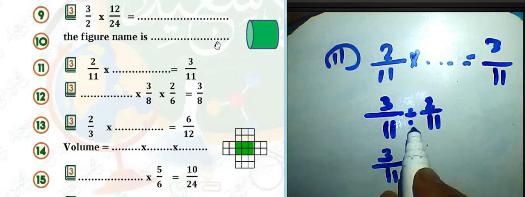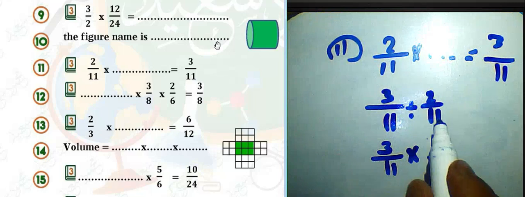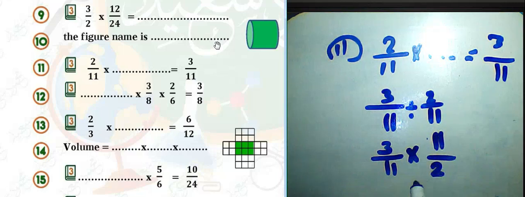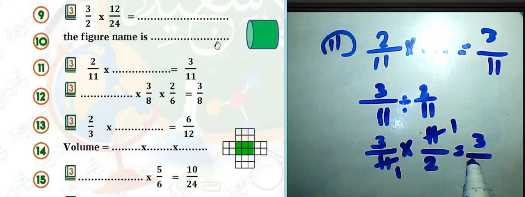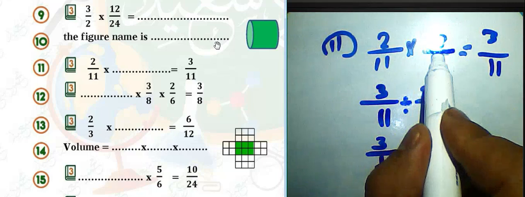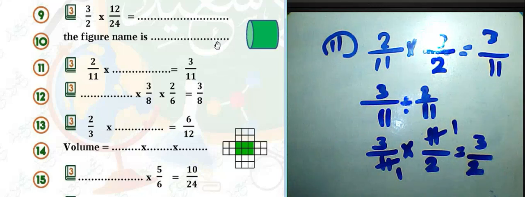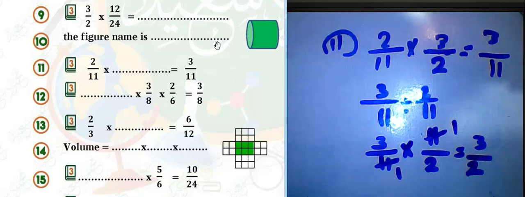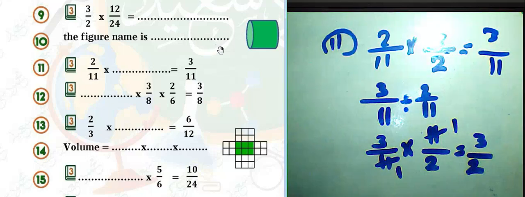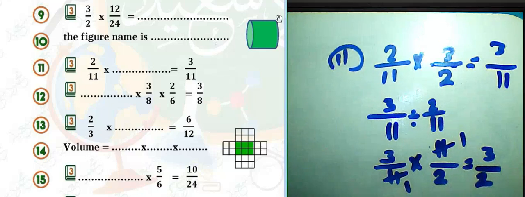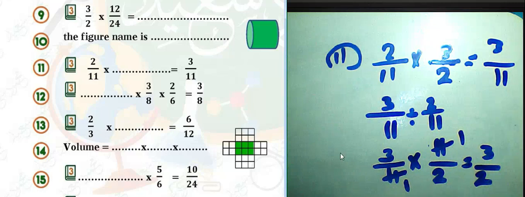3 over 11 here. Convert from division to multiplication and write the inverse of the second fraction. It will be 11 over 2, and then 11 divided by 11 equals 1. 1 times 3 equals 3, 1 times 2 equals 2, so we must write here 3 over 2. You must write 3 over 2, okay? Clear with you, okay? Question number 12.